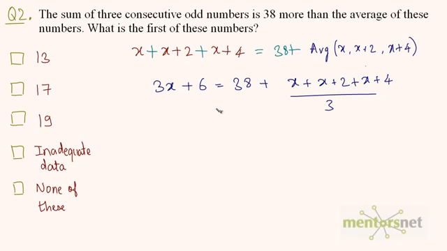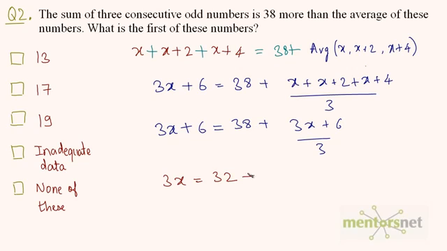This is again 3x plus 6 equal to 38 plus (3x plus 6) by 3. Let's write this 3x as it is, and move this 6 to the right hand side of the equals sign, so 38 minus 6, which is 32, plus divide this 3x by 3 and this 6 by 3. So 3x by 3 is x, plus 6 by 3 is 2.